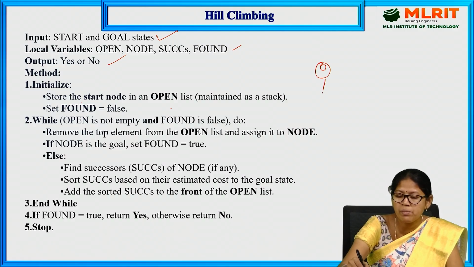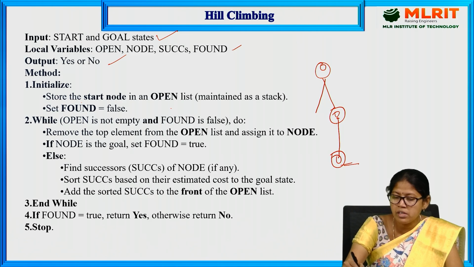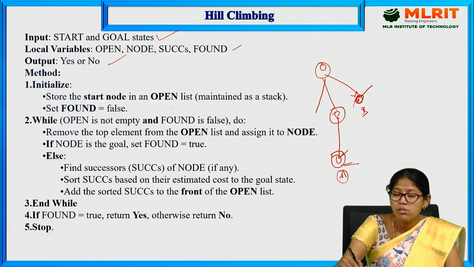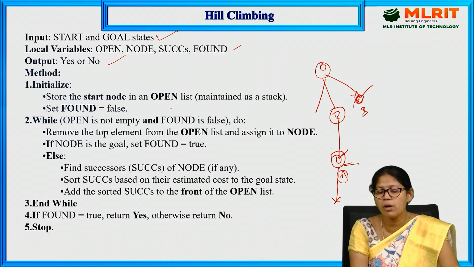From this top element only it will go. From this point, if it is the least value, then it will carry this one. For example, compare this one and this one. This one is A, this one is B. B is the smallest value compared to A, but it won't go back. It will carry this one only. This is how hill climbing works. That is the difference between branch and bound and hill climbing.